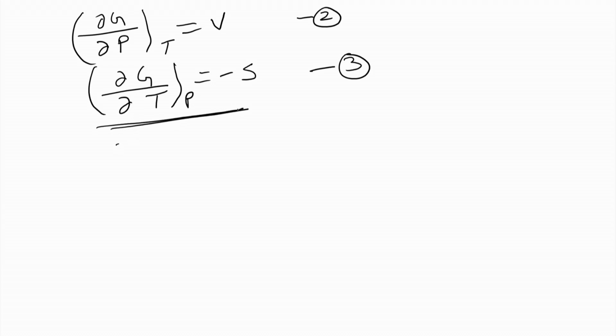Now if we plot G versus temperature in Kelvin, expression 3 says the variation of Gibbs free energy with temperature at constant pressure. So this is at constant pressure.